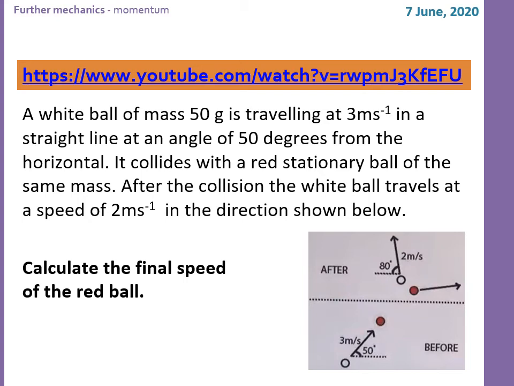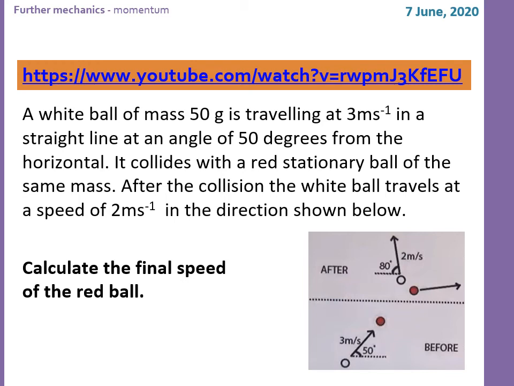This is another example. Same, a white ball of mass 50 grams traveling at 3 meters per second in a straight line at an angle of 50 degrees. Now you can see initially before collision it has some x and y components, and it collides with a red stationary ball. So the red ball was stationary, and it moves at the speed of 2 meters per second in the direction shown below. Now you have to calculate the final speed of the red ball.